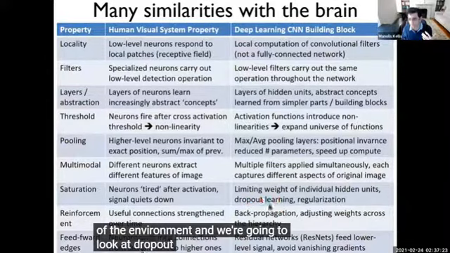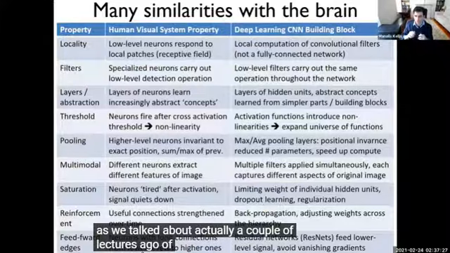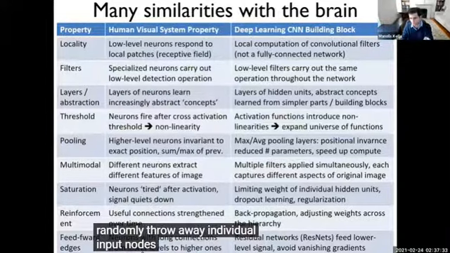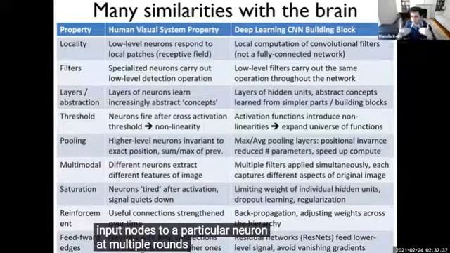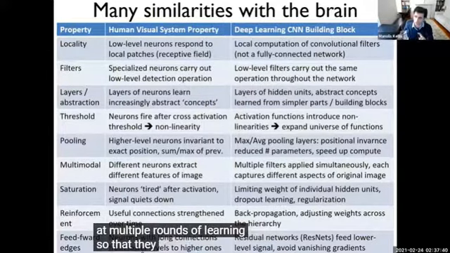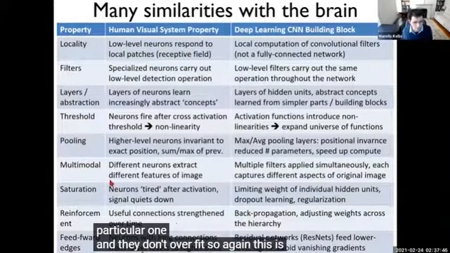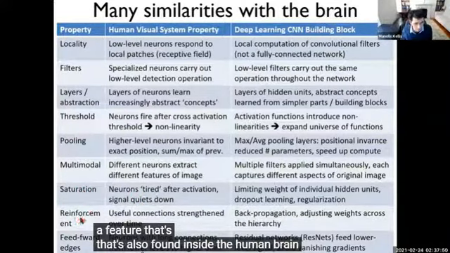And we're going to look at dropout learning, as we talked about a couple of lectures ago, of being able to randomly throw away individual input nodes to a particular neuron at multiple rounds of learning so that they don't over-rely on any one particular one and they don't overfit. So again, this is a feature that's also found inside the human brain.